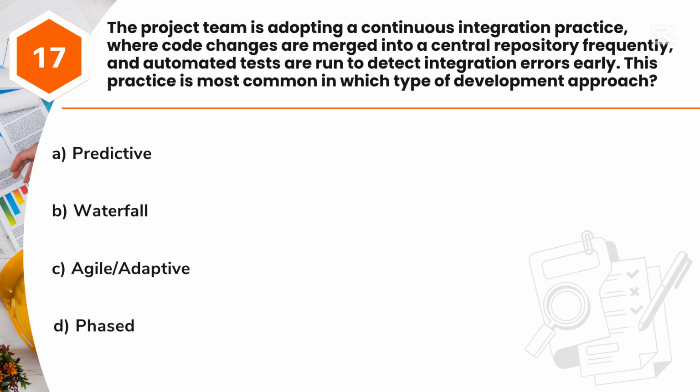Question 17. The project team is adopting a continuous integration practice, where code changes are merged into a central repository frequently, and automated tests are run to detect integration errors early. This practice is most common in which type of development approach? A. Predictive. B. Waterfall. C. Agile/adaptive. D. Phased.